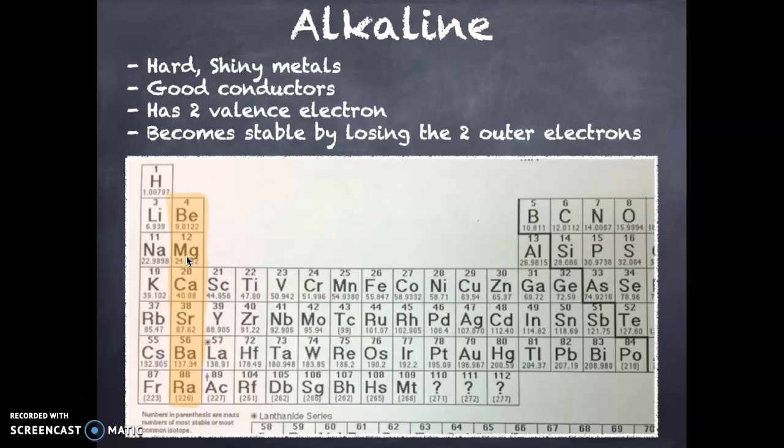Now again, they're unstable because they don't have a full outer shell, and if that doesn't make sense to you, don't worry. Once you watch the videos and look at the notes that discuss valence electrons and stability, it will make much more sense. But what's important to know is they also want to lose those 2 outer electrons.